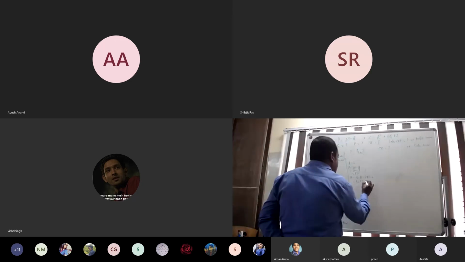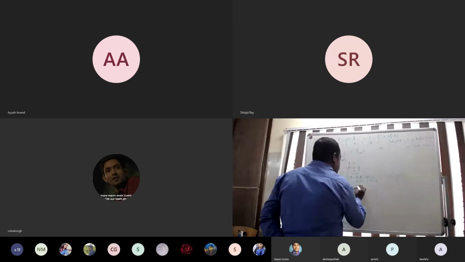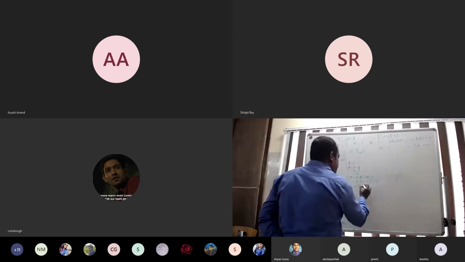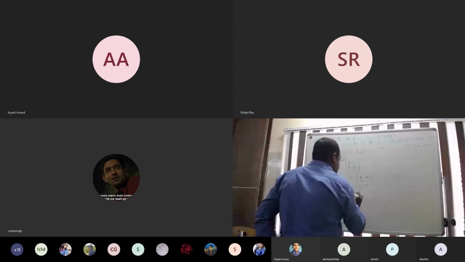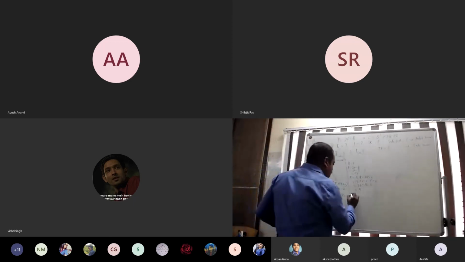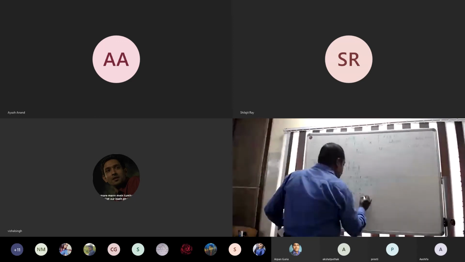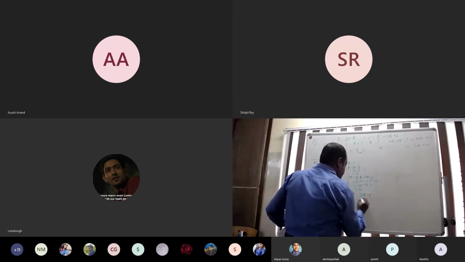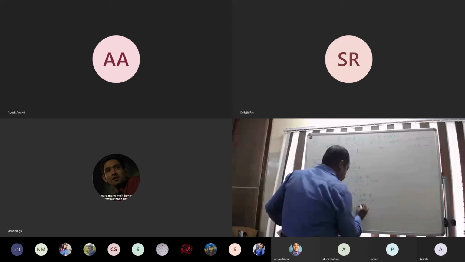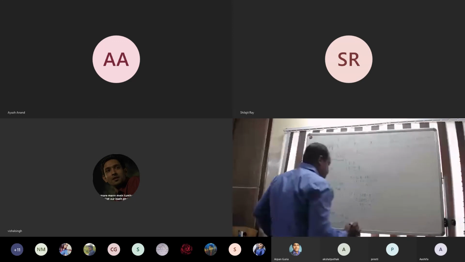12 into 3 minus 2 into 3 square minus 2. 36 minus 9 is 18. 18 minus 2 is 16. Profit is 16. And sales, TR, is equal to 20Q minus Q square. 20Q means 20 into 3 minus 3 square. So 20 into 3 is 60, minus 9 is 51.